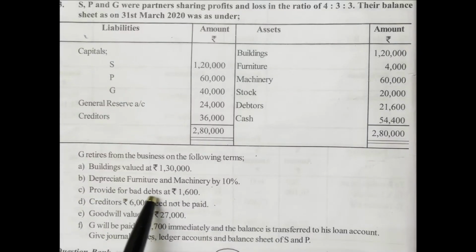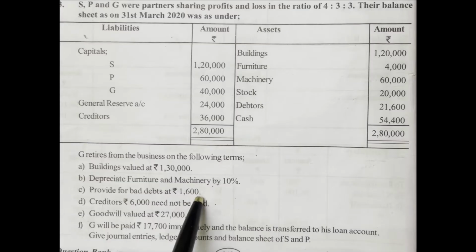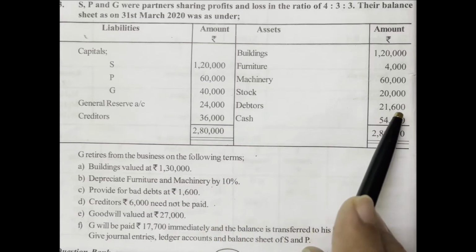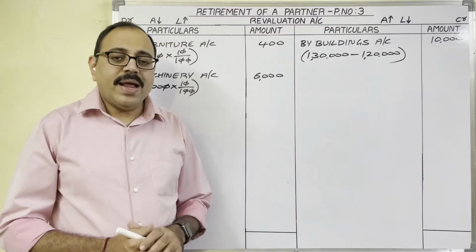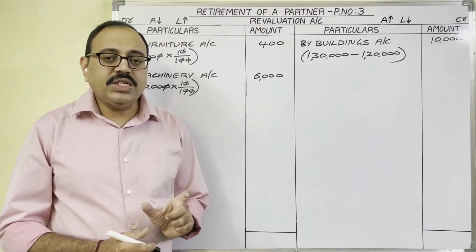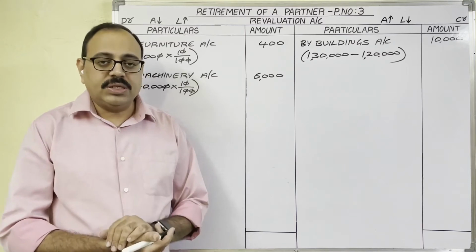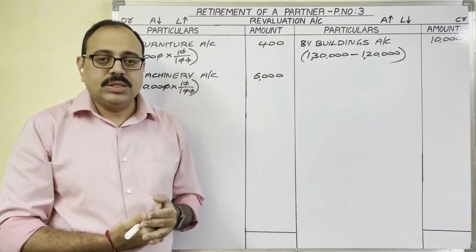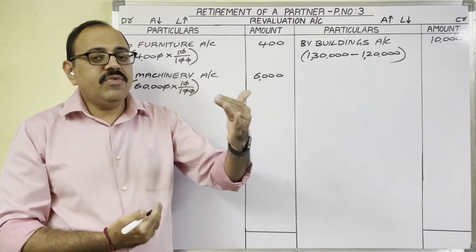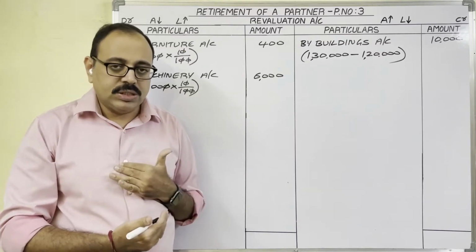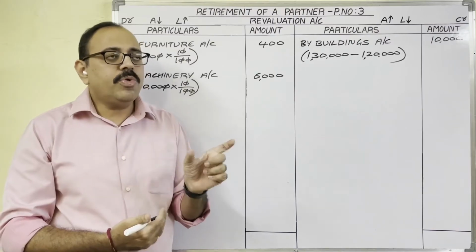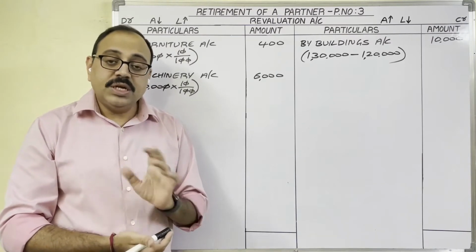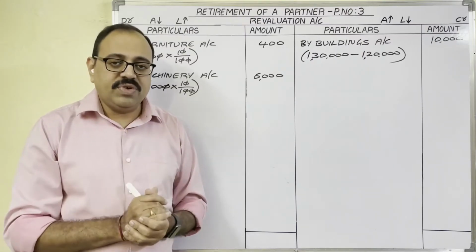CB. Provide for bad debts at 1,600 rupees. In old balance sheet, debtors value is given as 21,600 rupees. Debtors means the persons who are liable to us. So they have to pay 21,600 rupees to us. And we want to provide provision for bad debt 1,600 rupees. Percentage is not given, directly amount is given.